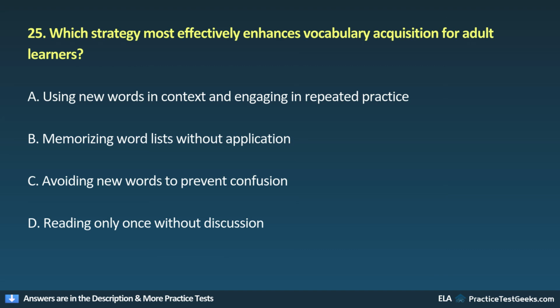25. Which strategy most effectively enhances vocabulary acquisition for adult learners? A. Using new words in context and engaging in repeated practice. B. Memorizing word lists without application. C. Avoiding new words to prevent confusion. D. Reading only once without discussion.